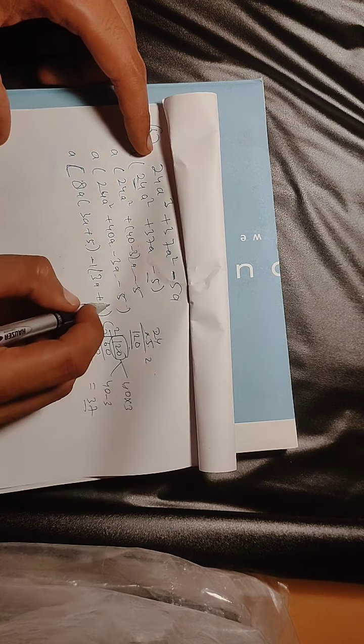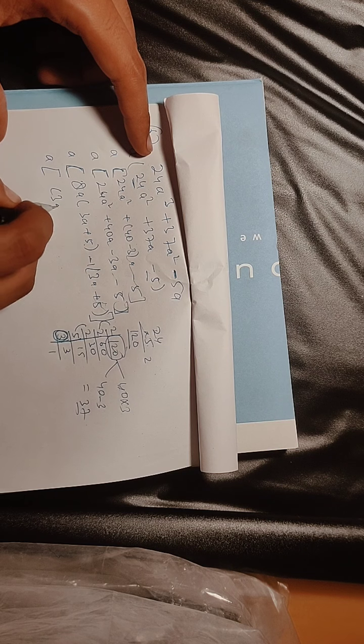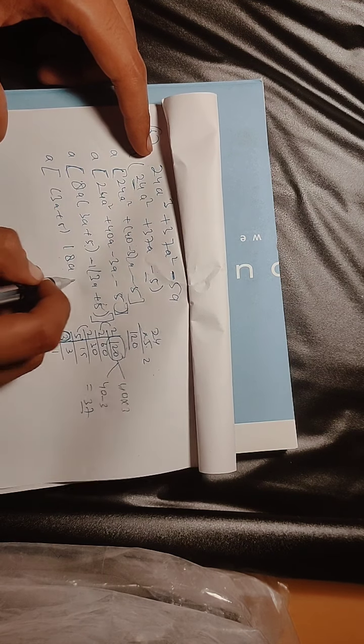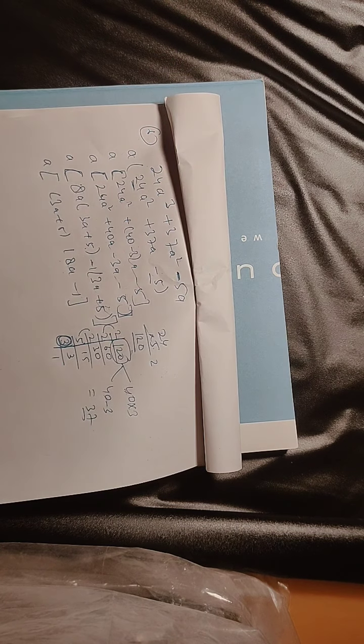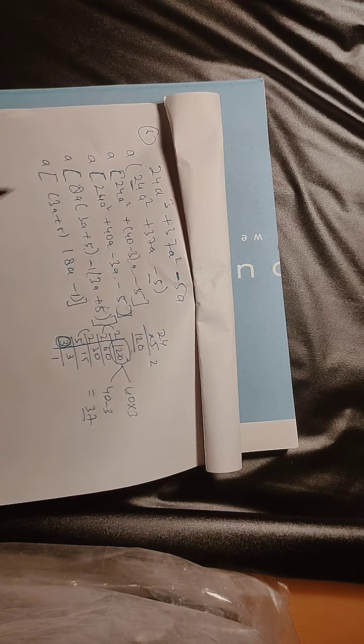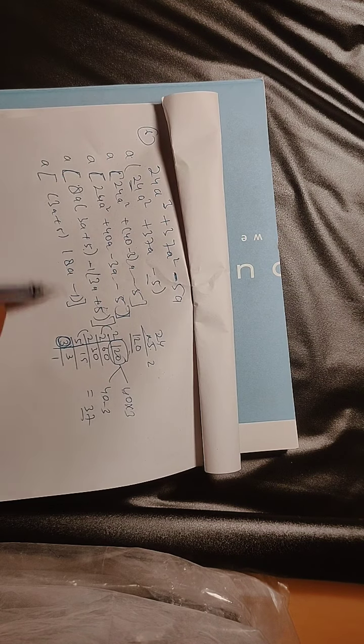Then 3a plus 5 and 8a minus 1. This will be your answer. Or if you are using these two brackets, you can remove this also. No problem.